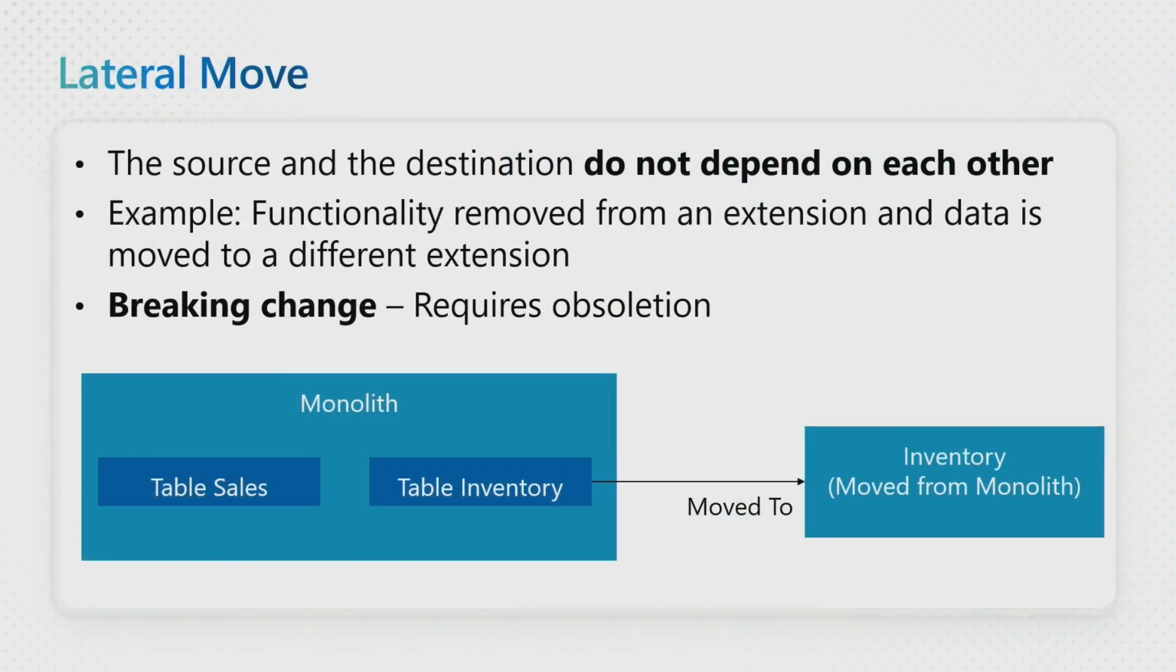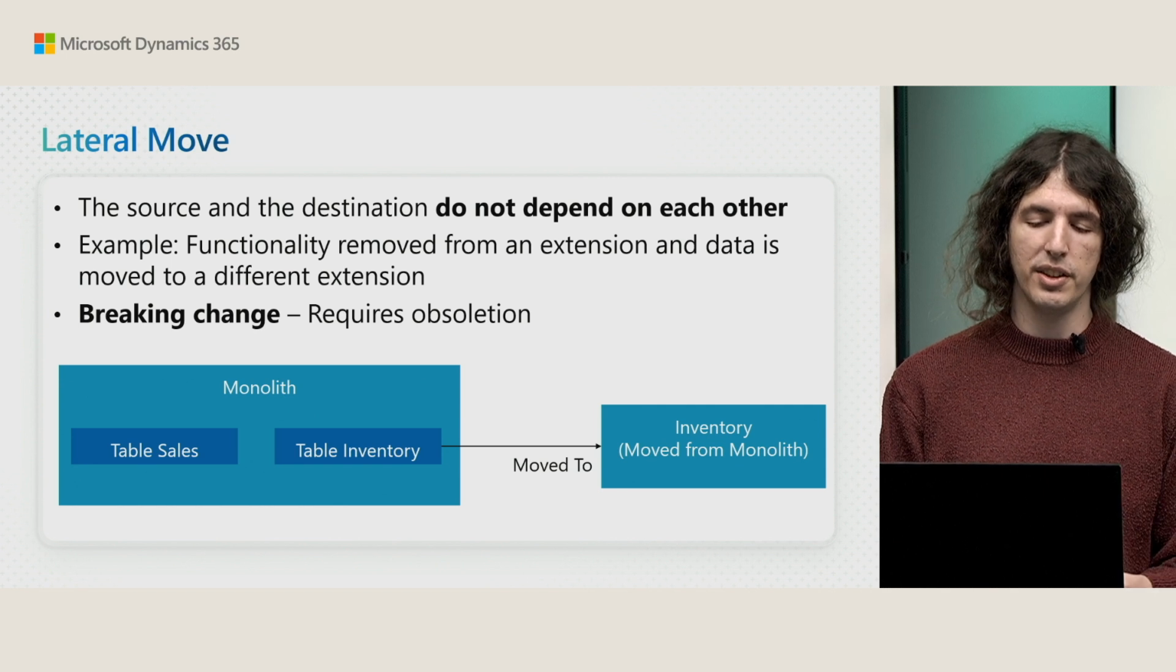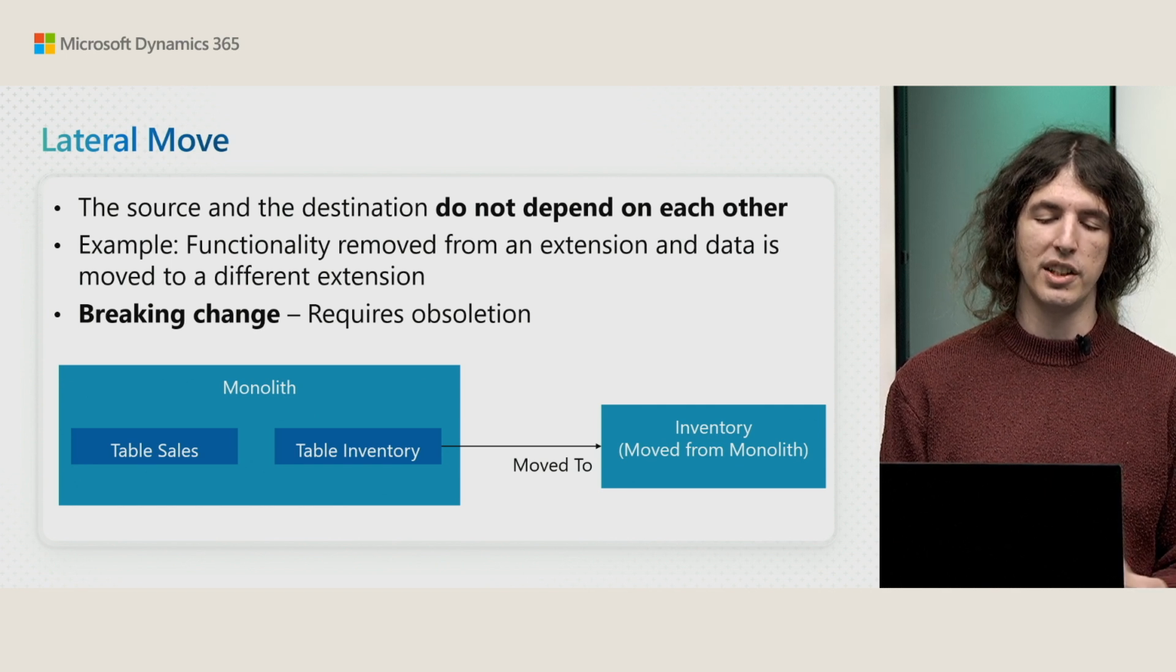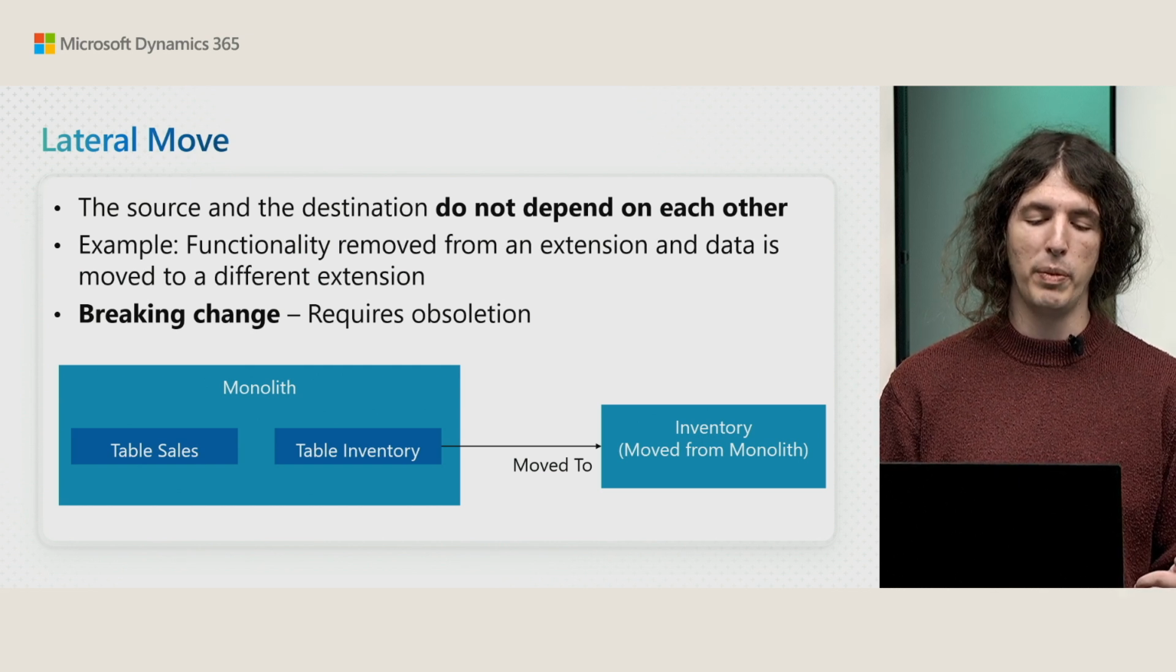Finally, we have the more general category, the lateral move, where there is no dependency between the source and the destination. This covers every other case, but it is a breaking change as there is no dependency relationship to maintain the relationships between these symbols.